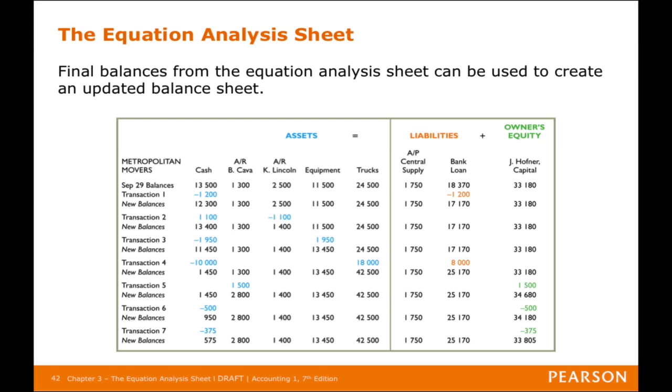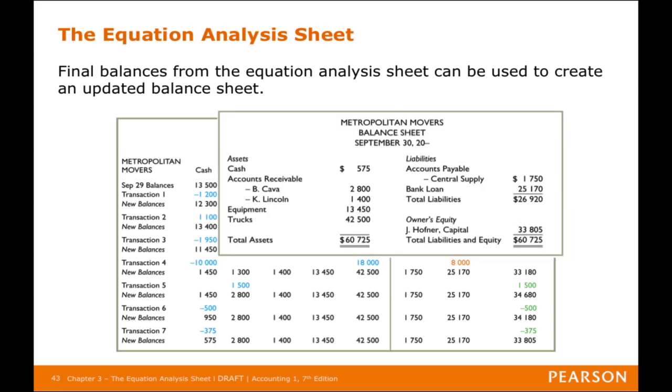Once we have the final balances from the equation analysis sheet, we can create an updated balance sheet with those values. So here you see a new balance sheet for Metropolitan Movers, and we've taken the balances of the assets, liabilities, and owner's equity and entered them into the balance sheet. That's everything for the equation analysis screencast. Thanks for listening.